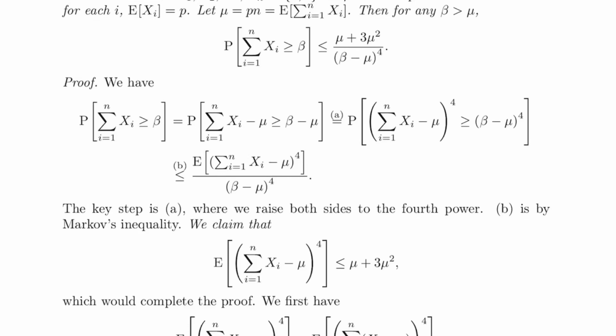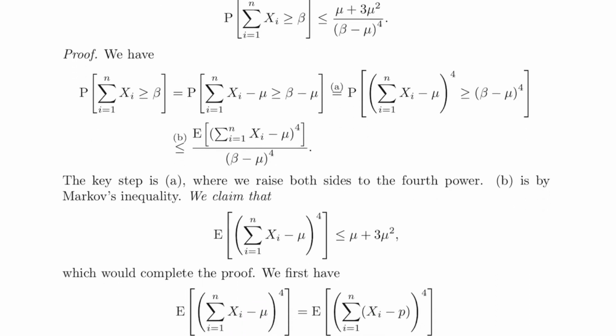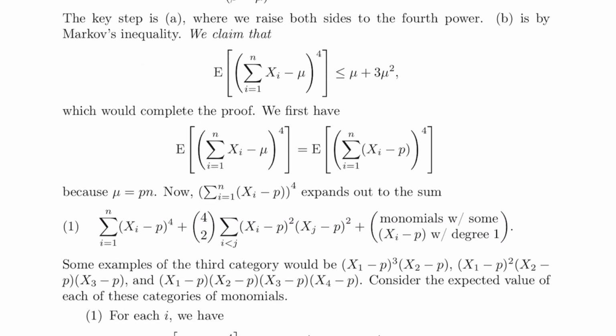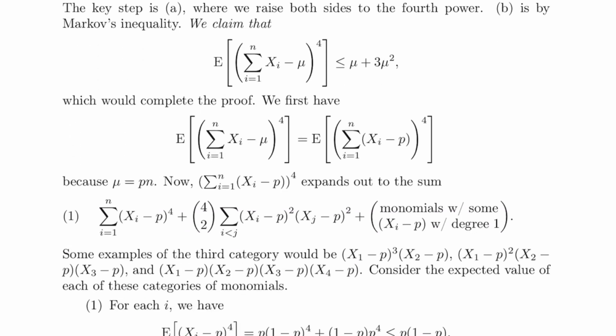We claim that this expectation, the expected value of the sum minus the average to the fourth, is at most the average plus 3 times the average squared. This would complete the proof. We first have that the expected value of the sum minus the average to the fourth is equal to the expected value of the sum of xi minus p, all taken to the fourth, because the average is equal to p times n.